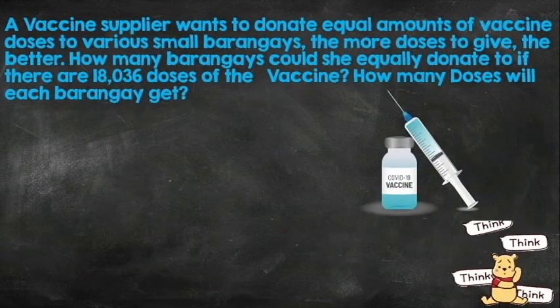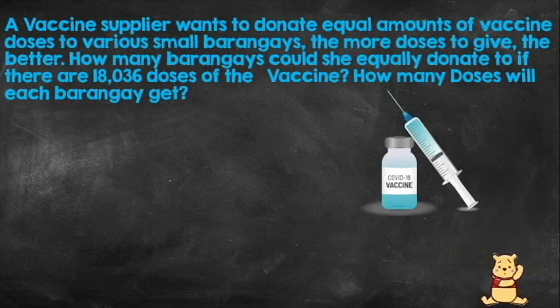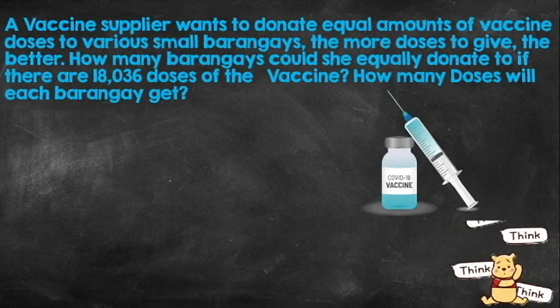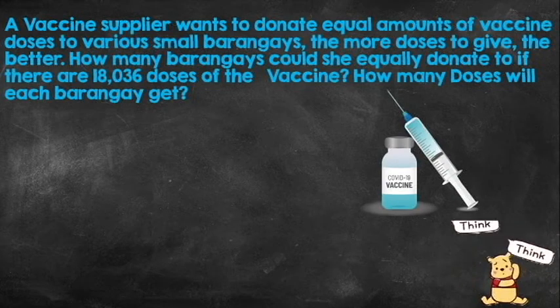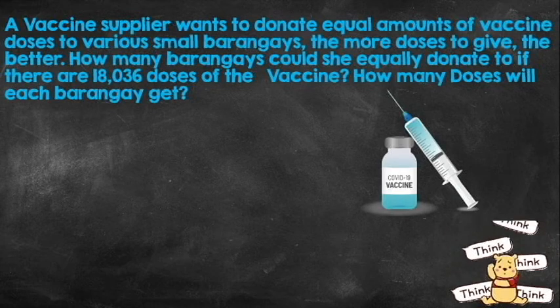A vaccine supplier wants to donate equal amounts of vaccine doses to various small barangays. The more doses to give, the better. How many barangays could she equally donate to if there are 18,036 doses of the vaccine? How many doses will each barangay get?